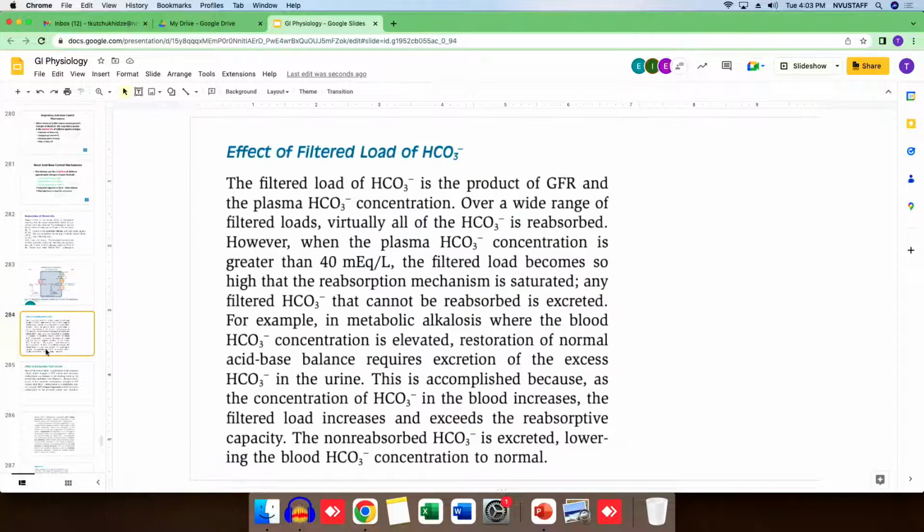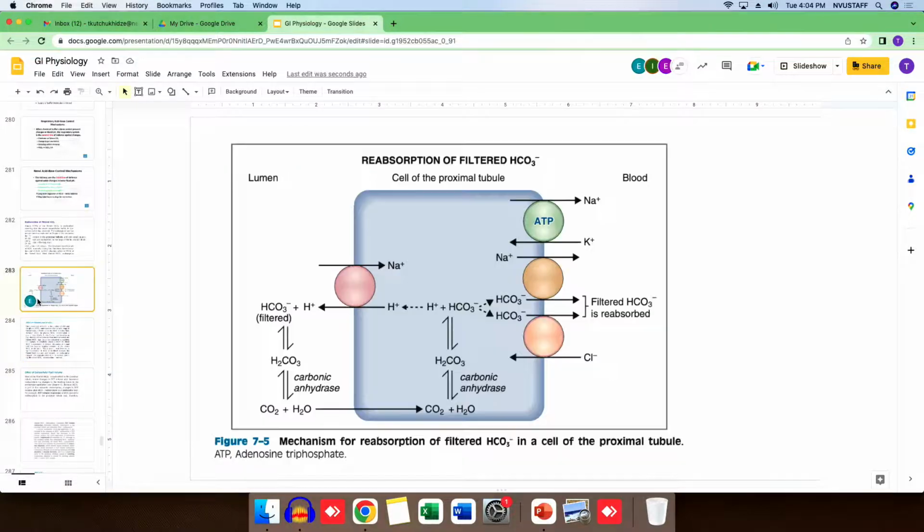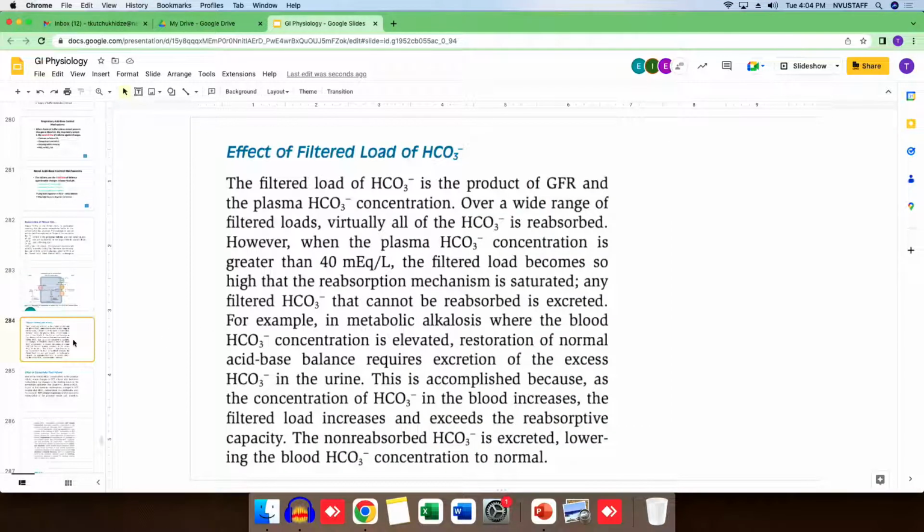Everything I mentioned is written here. One more thing I missed: our transporters, like this one and this one, have their own threshold, like filter load, so they can reabsorb only up to about 40 milliequivalents per liter of bicarbonate. If this threshold is exceeded, then we're having a high excretion rate of the bicarbonate.